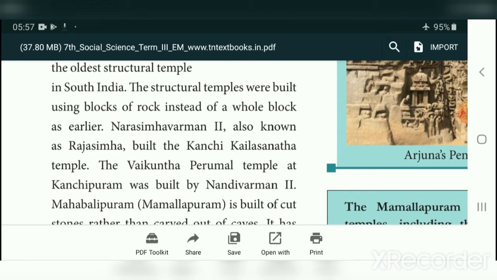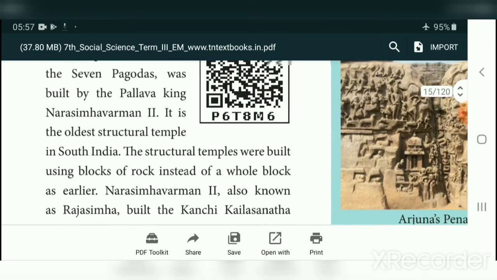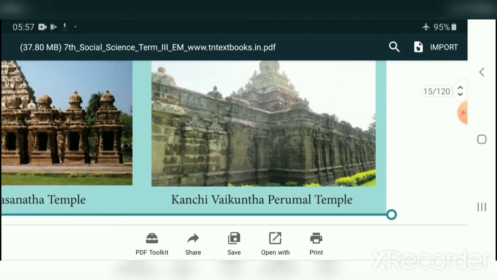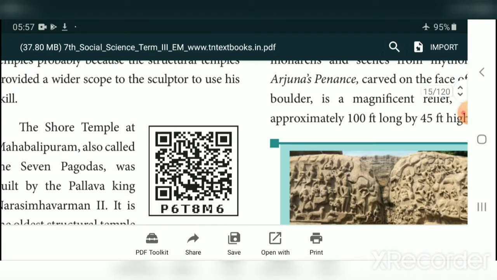And the Vaikunta Perumal temple at Kanchipuram was built by Nandivarman II. Students, again I am repeating, Narasimhavarman II built this Kanchi Kailasanatha temple. You see here another temple in Kanchipuram, the Vaikunta Perumal temple. This temple was built by Nandivarman II.